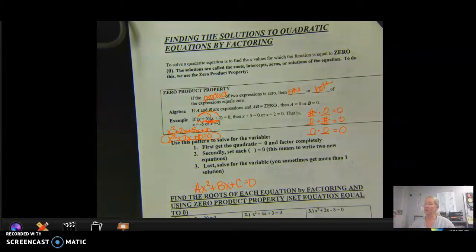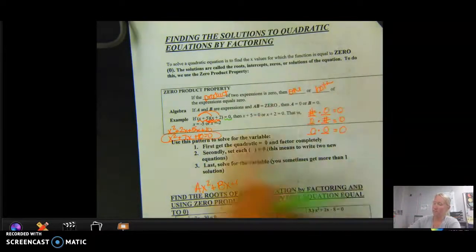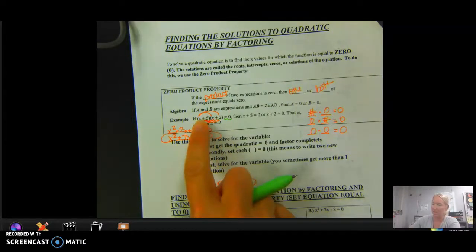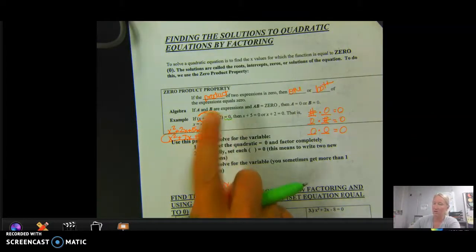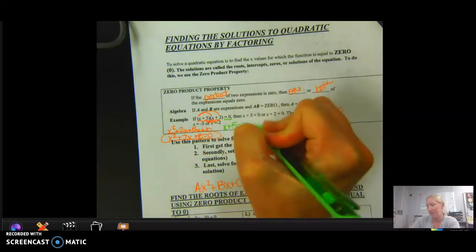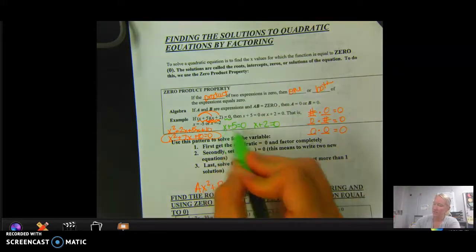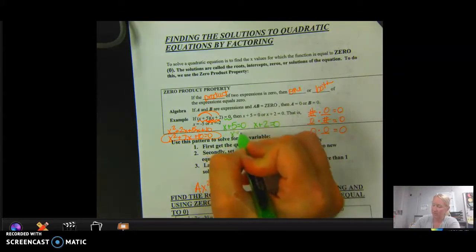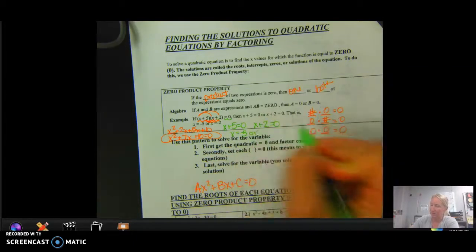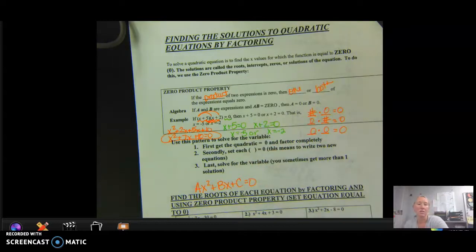So when I say solving it, if I know it equals 0, just like what we were talking about before, either x plus 5 has to be 0, because 0 times any number will give us 0, or x plus 2 has to be 0. So to solve it, you set up x plus 5 equals 0 and x plus 2 equals 0. To get x by itself, I subtract 5 from both sides, so I get x equals negative 5. Or I subtract 2 from both sides, and I get x equals negative 2. So my solution is either negative 5 or negative 2.